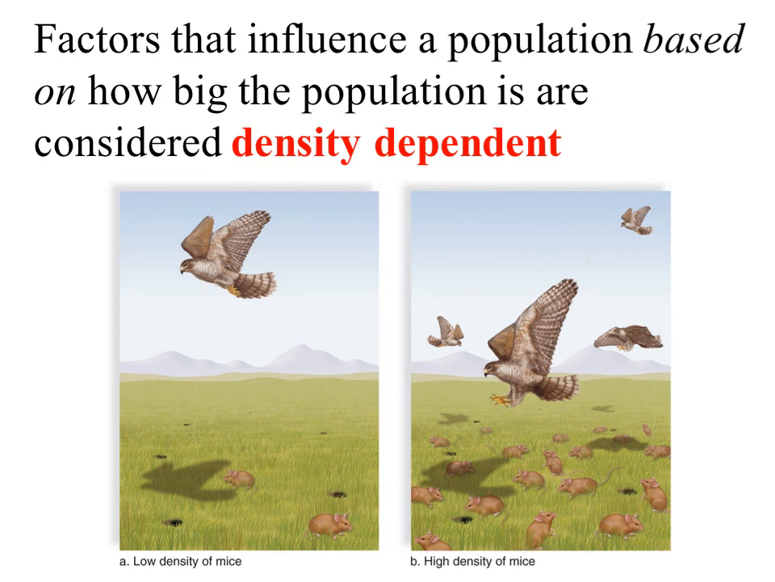Factors that influence the population based on how big the population is are considered density dependent. So this would be something like a low density of mice. There are very few predators in that area because there just aren't many mice to eat, and the mice can find more places to hide. But if there's a ton of them, suddenly it's obvious to the predators, hey, there's a bunch of mice there. The predators will start to come, and their population will increase as well. So that's density dependent: if predation changes as individuals grow and increase in density, then that is a density dependent thing.